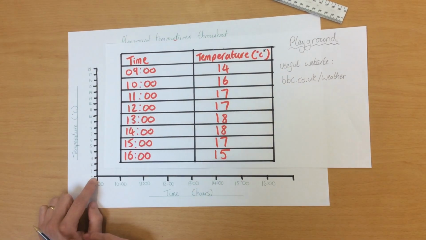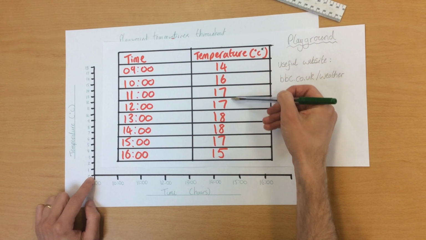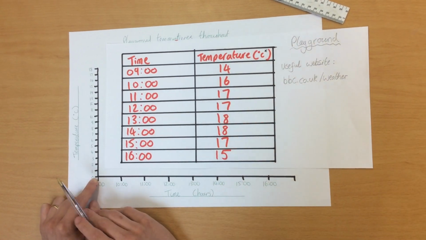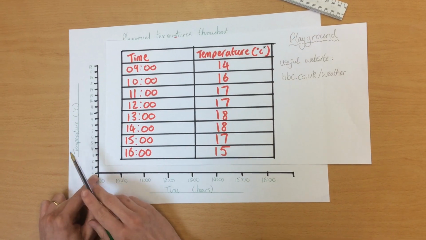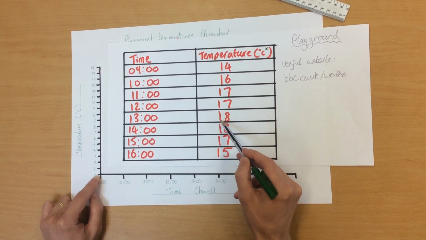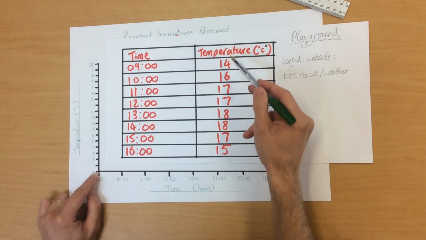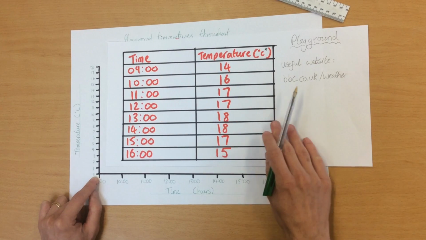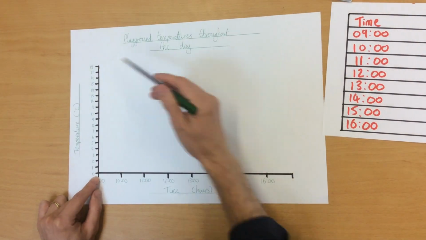But why did I stop at 18, do you think? Have a look at my data. Why did I not go to 20 or 22 or 50 or 5,000? Well, actually, if you look on here, 18 is my greatest number in this set of data. So I don't need to go any further than 18 degrees. So that's why I've gone from 0 to 18.